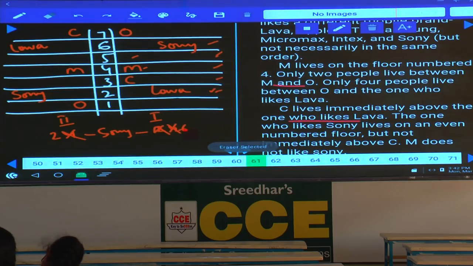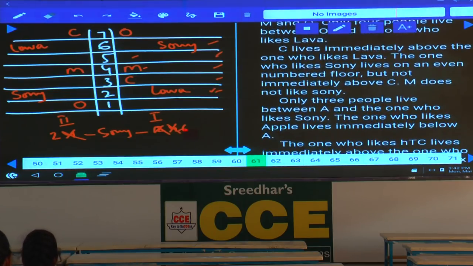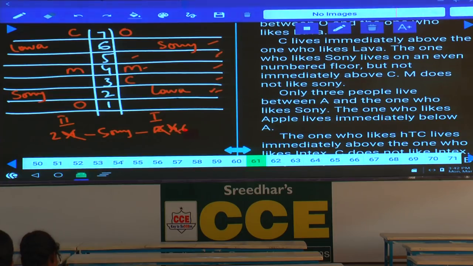Done with this? And if it is the case, then there are three persons in between, isn't it? No. C lives immediately above the one who likes lava, and the one who likes Sony lives on an even number floor, but not immediately above C. Then next one. M does not like Sony.